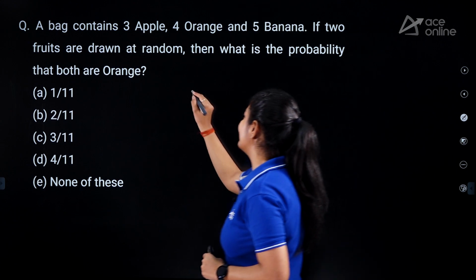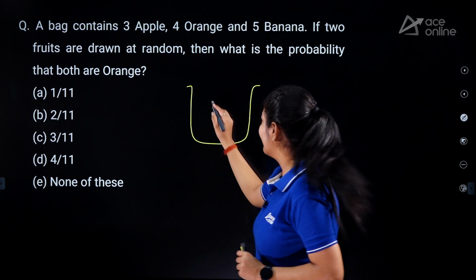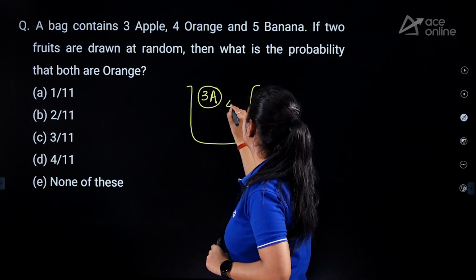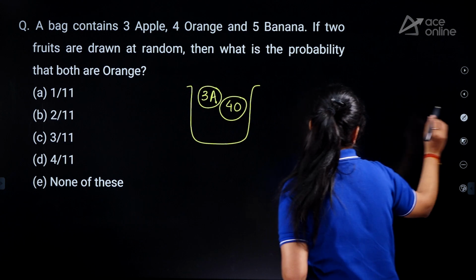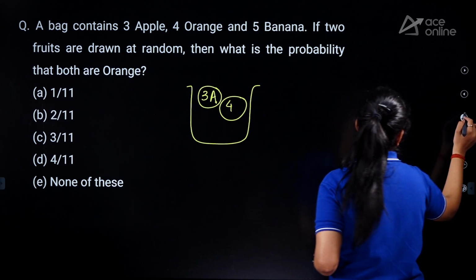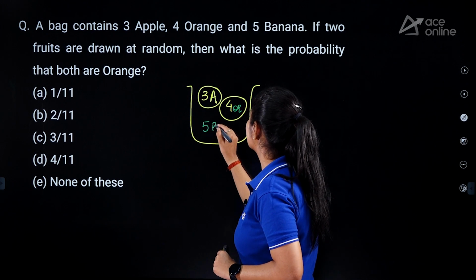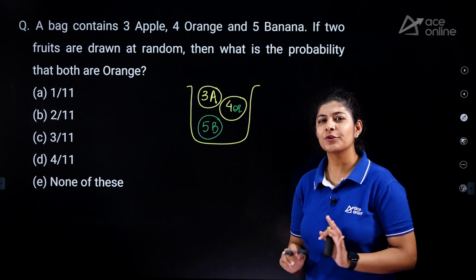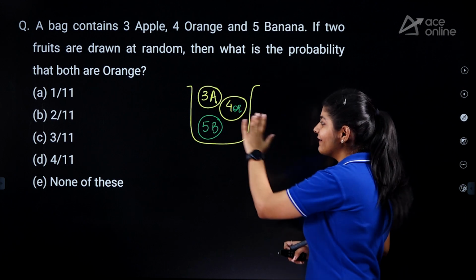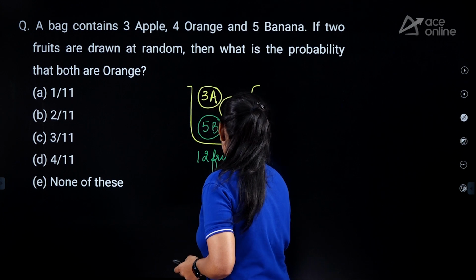So here we are having a bag. So I'm just drawing my bag, right? In this particular bag, I'm having 3 apples. I'm having 4 oranges. Okay, this is not 40, this is 4 oranges. Right? And we are having 5 bananas, right? So in total, how many fruits we are having in this particular bag? So 3 plus 4, that is nothing but 7. 7 plus 5, that is 12. So we can say that here we are having 12 fruits.